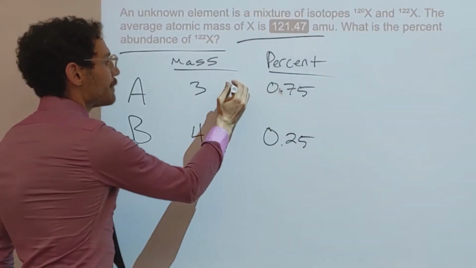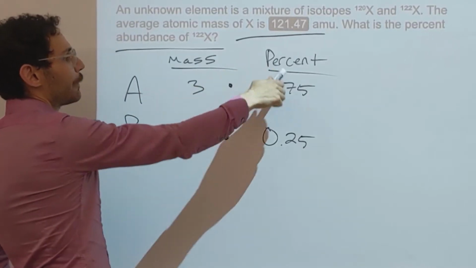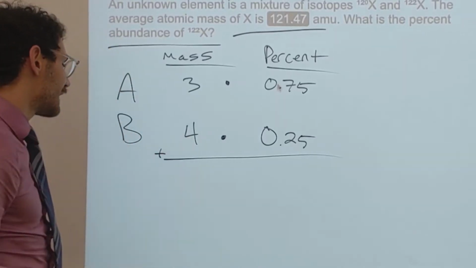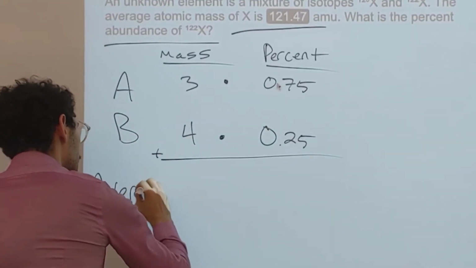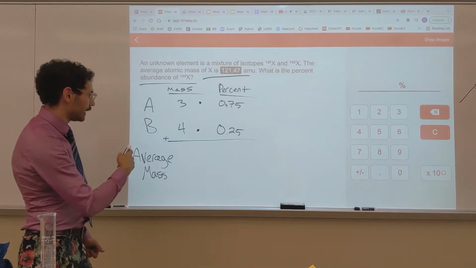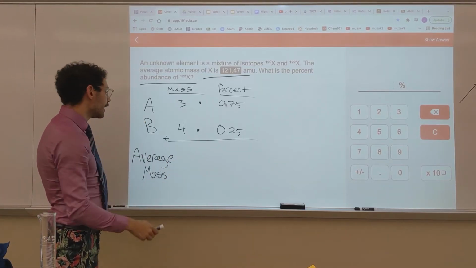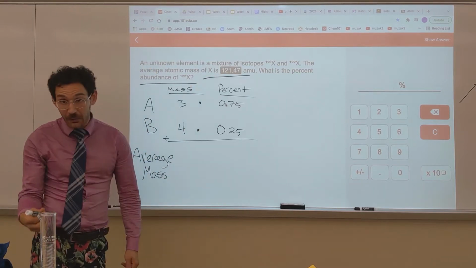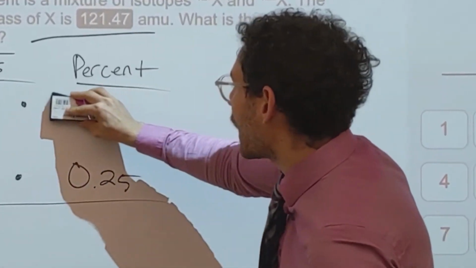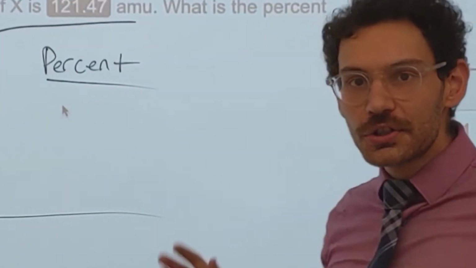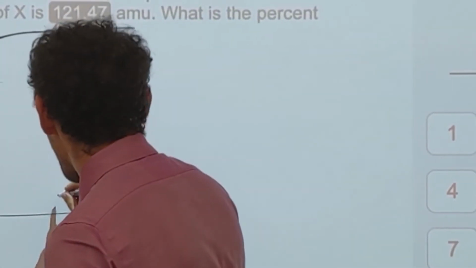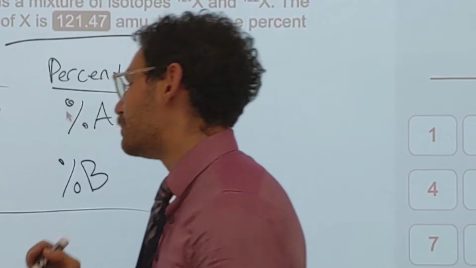Normally I'd multiply each mass by its percent abundance and add those up to get my average mass. Well, we can't really do that here, because we're doing the opposite. We're going from an average mass backwards. What's challenging is that we don't know either of the percentages. There are two unknowns: we don't know the percentage of A, and we don't know the percentage of B.